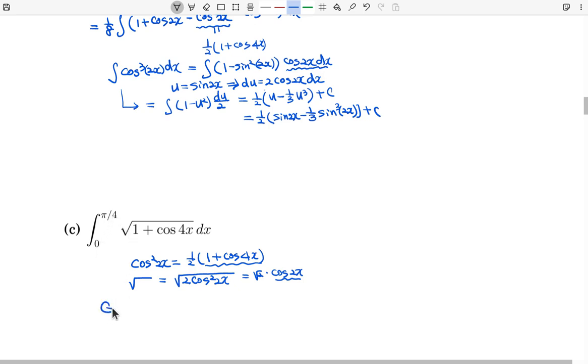So the given integral is the same as square root 2 going out, and from 0 to pi over 4, cosine 2x dx. So that is square root 2 times half of sine 2x, evaluated from 0 to pi over 4. Sine of pi over 2 will be 1, so that is the same as square root 2 over 2. That's the final answer.